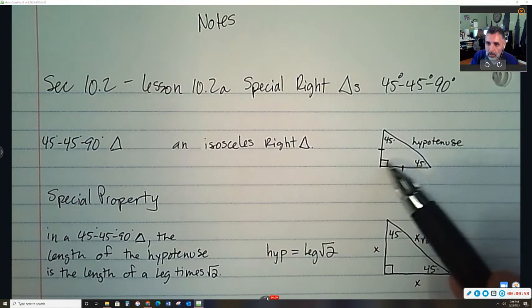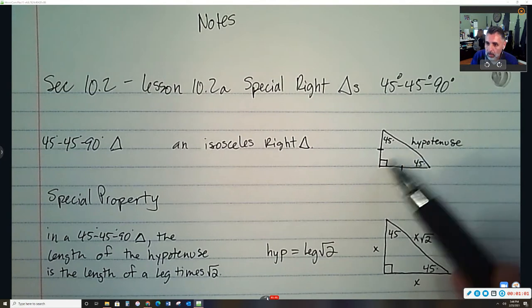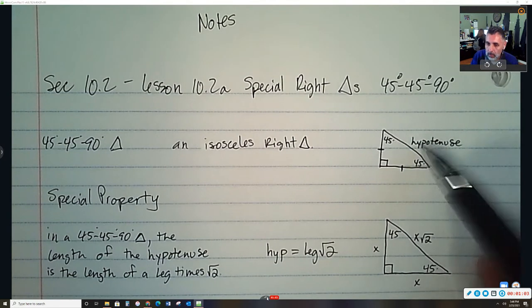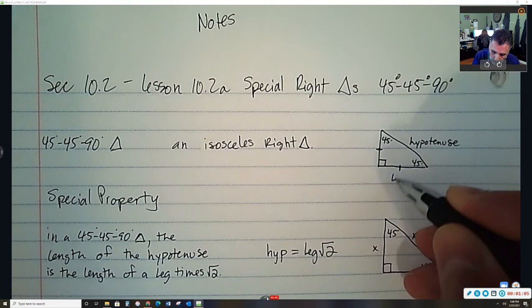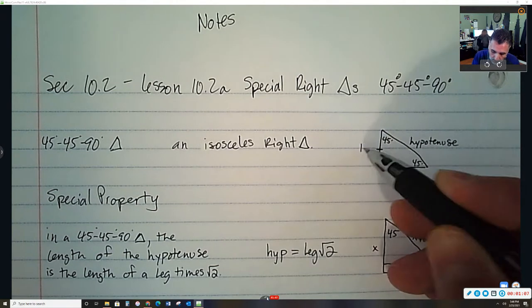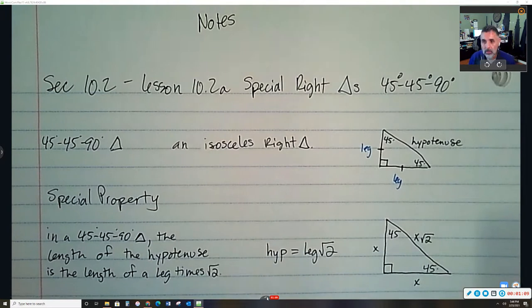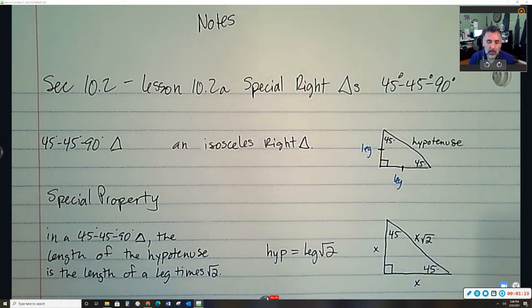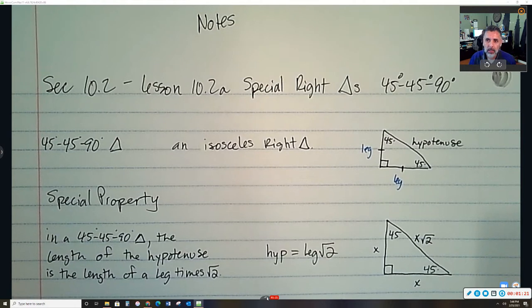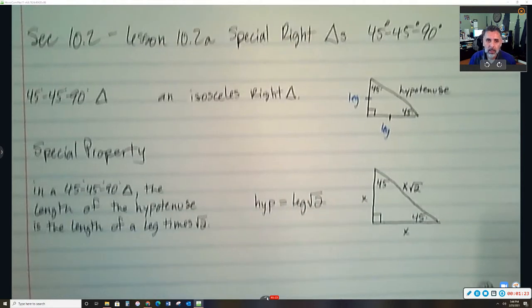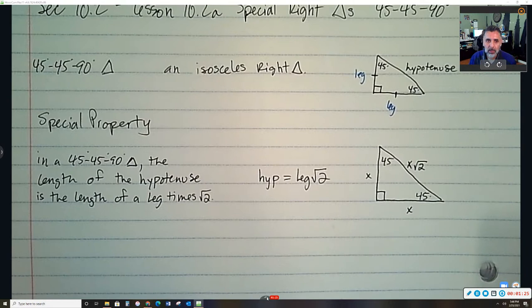Remember, the hypotenuse is always across the 90 degree angle, so I labeled the hypotenuse. The other thing that's missing here, it's really not missing, I just didn't put it yet, is those two are the legs of the right triangle. Okay, and we could use the Pythagorean theorem to find a missing side length here, but it's actually a lot of work if you use the Pythagorean theorem.